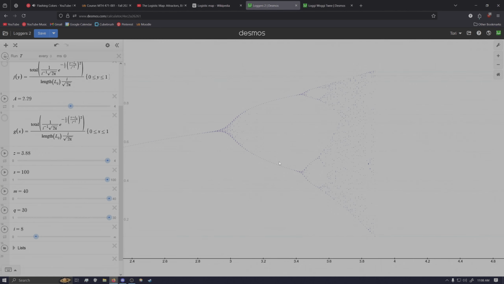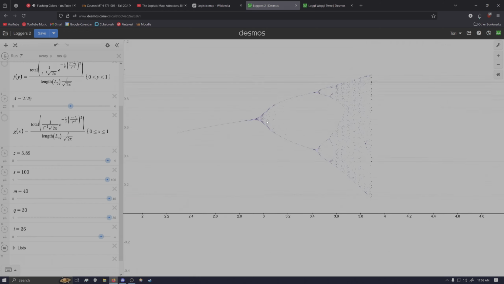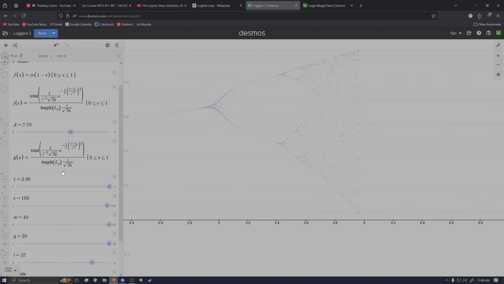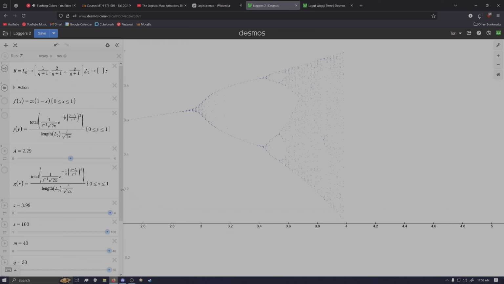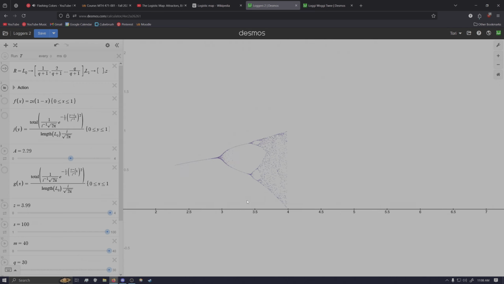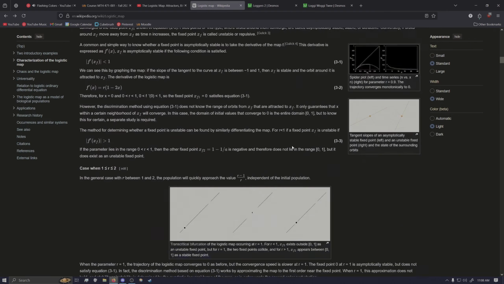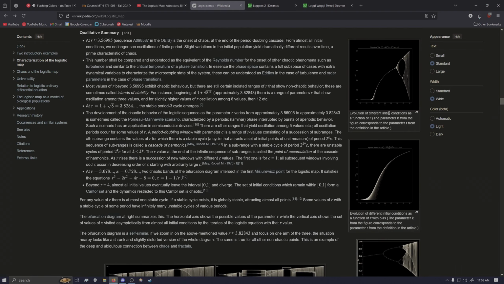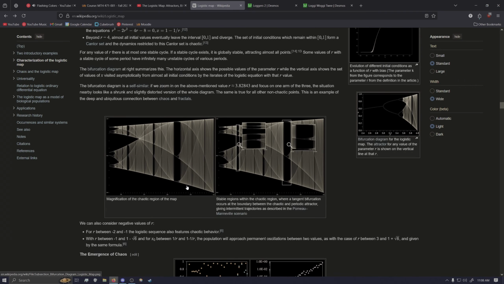Now, I've made a more robust version of this simulation over here that maps out what the period cycles are as you increase r over time, and this is kind of what it looks like from far away, and very pretty. But of course, you will find much better simulations down here. And it's a very, very beautiful equation.